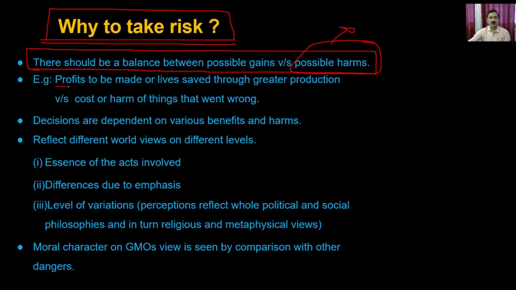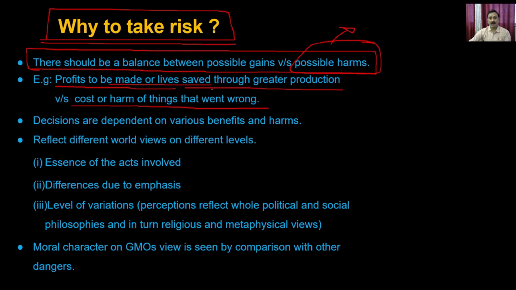For example, profit to be made or life saved through the greater production versus the cost or the harm of things that went wrong, which means you have to see the profit you are going to get, because if you are going to increase the productivity, you are going to make food available for more people.